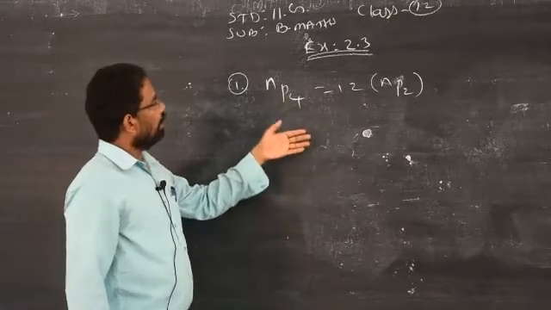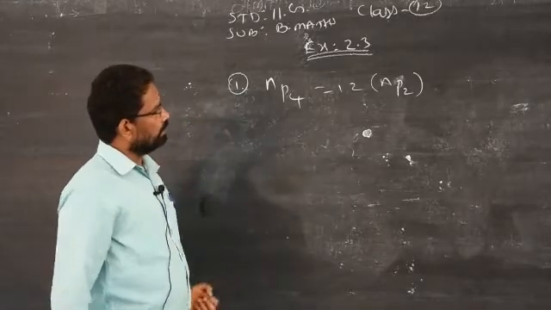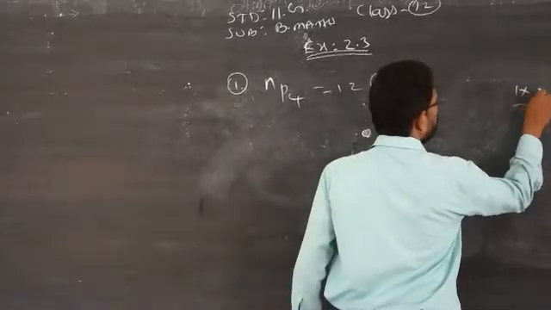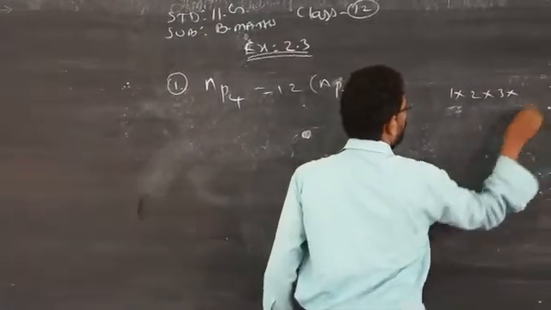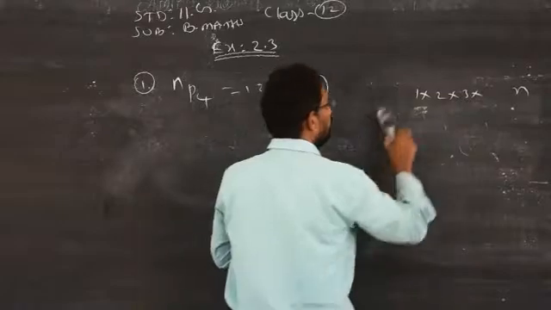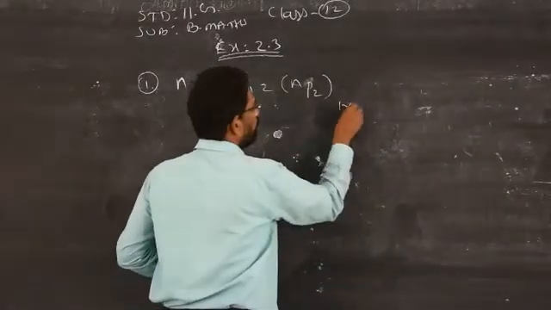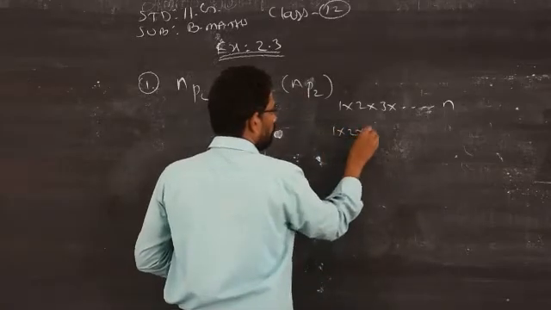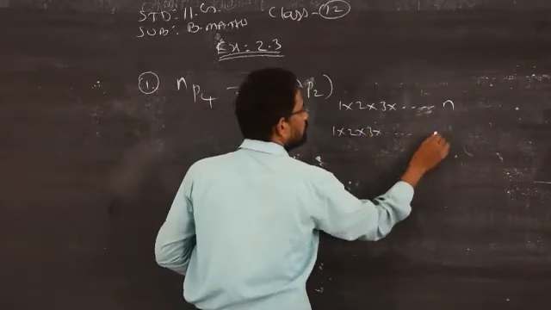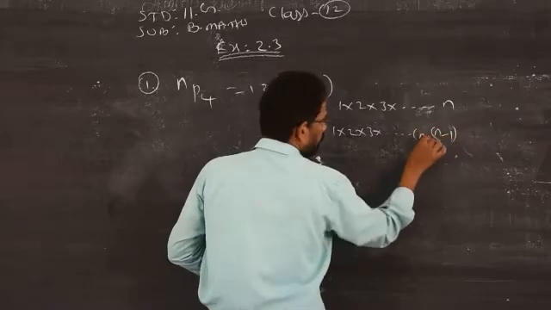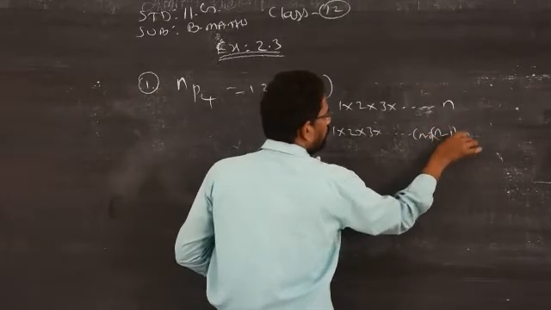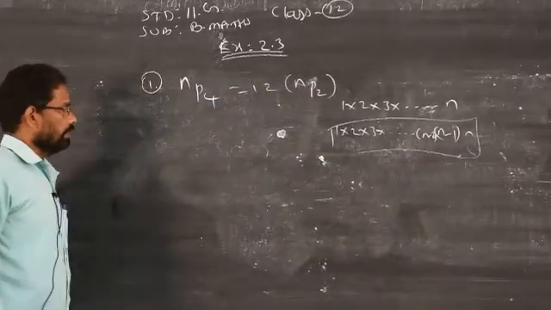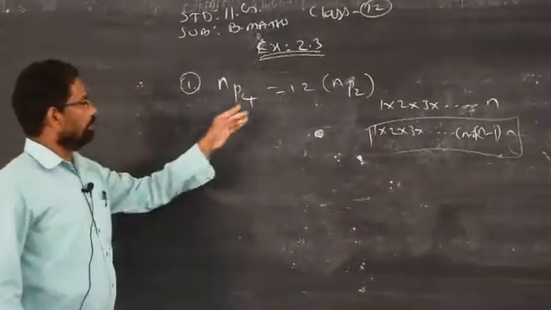Clear? Or you can use the direct method, which I told you already for permutations. So 1 into 2 into 3 into n. What is the number before n? 1 into 2 into 3 into, before n is n minus 1, then n minus 2, then n. Isn't it? You know how to write that. Yesterday itself I explained very clearly. The same concept you have to apply here.